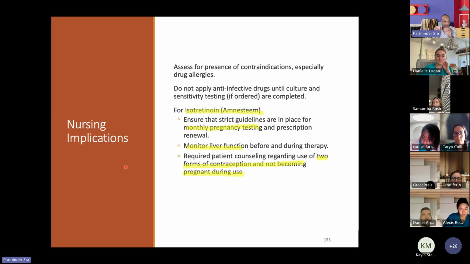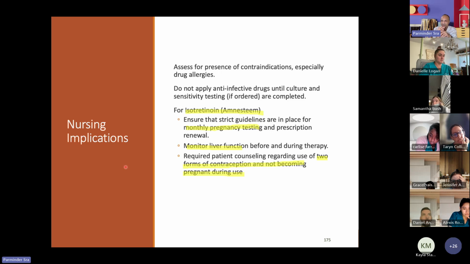Mechanism of action: decreasing the amount of oil production, the sebum, produced by the sebaceous glands, and reducing the formation of acne lesions. It reduces the inflammation, the redness and swelling around the acne, and also kills the acne-causing bacteria.